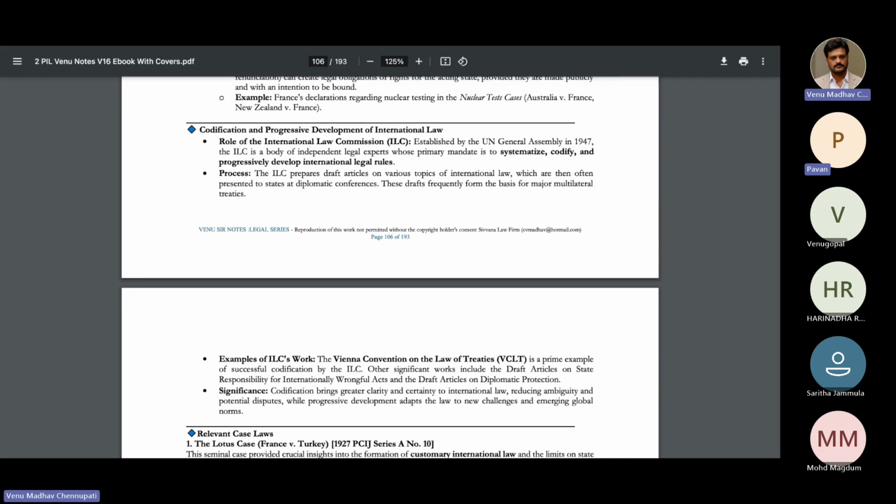Examples of ILC work: the Vienna Convention on the Law of Treaties is a prime example of successful codification by the ILC. Other significant works include the draft articles on state responsibility for internationally wrongful acts and the draft articles on diplomatic protection. Significance: codification brings greater clarity and certainty to international law, reducing ambiguity and potential disputes.